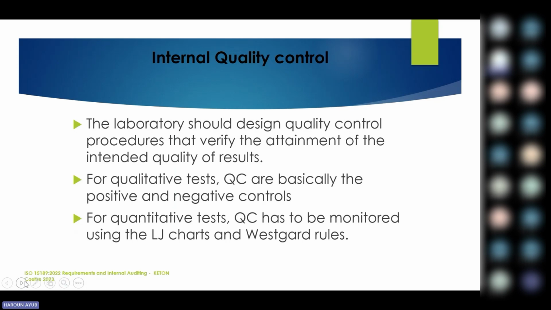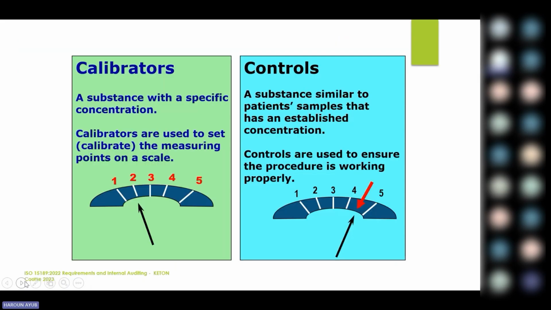For qualitative tests, QCs are basically the positive and negative controls. For quantitatives, QCs are monitored using LJs and the Westgard rules. So have you violated a 10x rule, a 1x rule, a 2x rule, a 4x rule, and so on. So all those help you identify the issues with the system, either systematic or random errors in your IQCs.